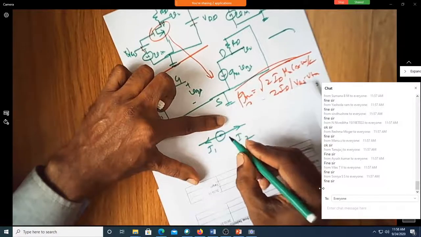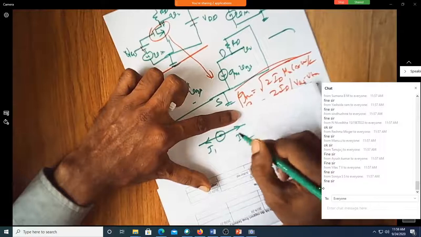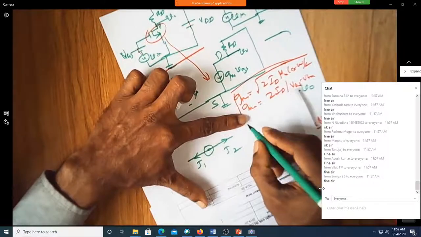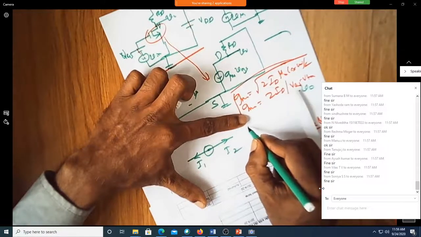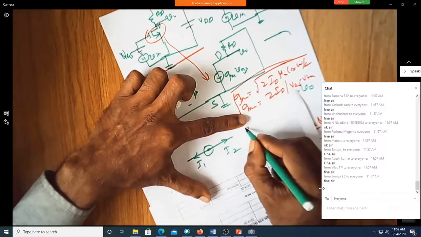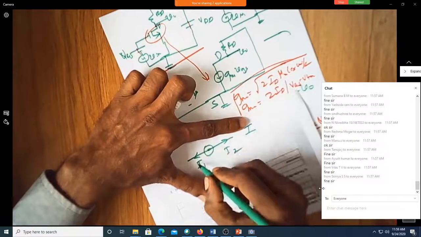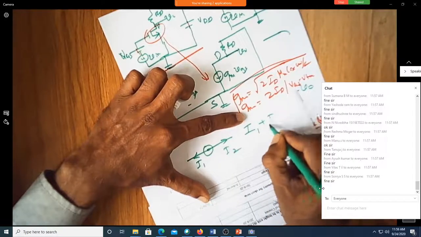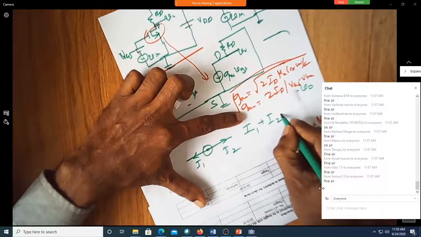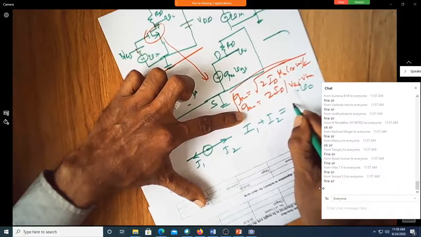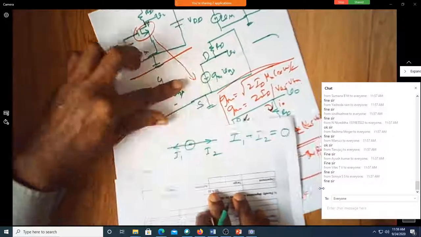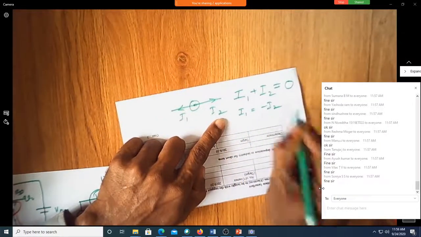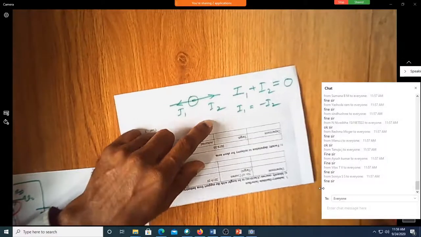Sir, I1 plus I2 is equal to 0. Current entering the node is equal to current leaving the node. At a point, this is a point, what are the currents that are leaving? I1 plus I2 are the currents which are leaving, equal to the current that is entering the node. Nothing is entering, so I will write it as 0. Correct? Now can I write I1 is equal to minus I2? Yes, sir. That's the same thing.